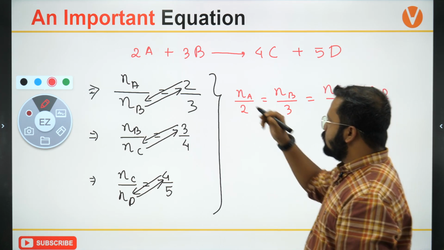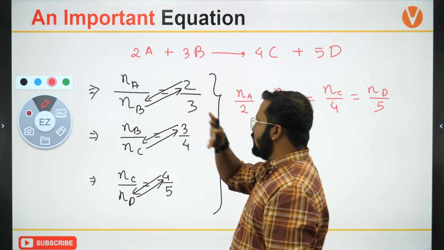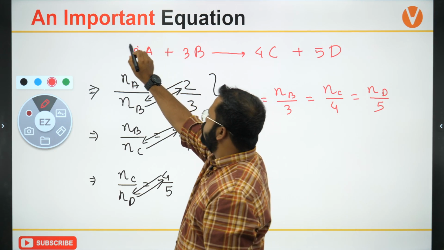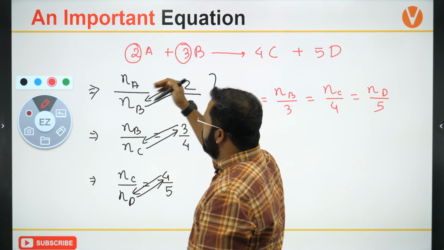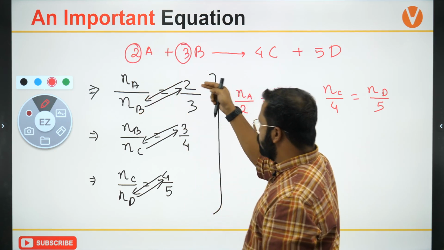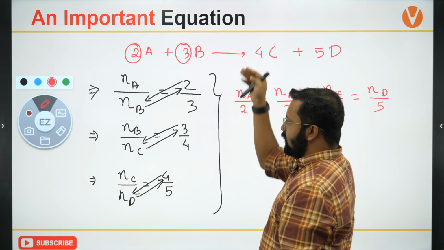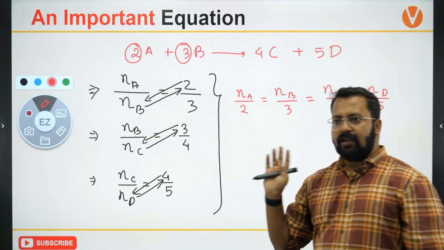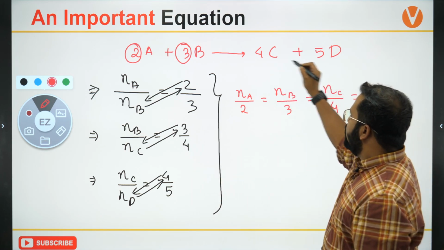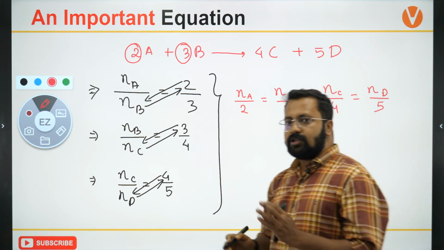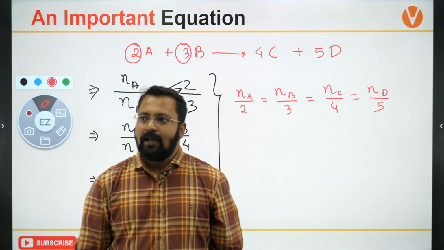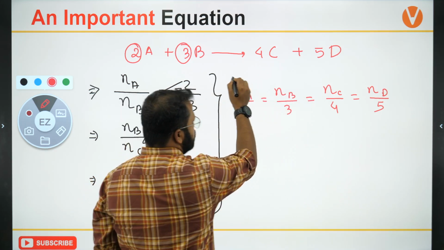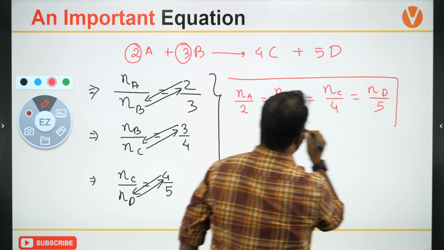So number of moles of A upon number of moles of B is in the ratio of their stoichiometric coefficients. So number of moles of A and B are in the ratio of 2 and 3. B and C are in the ratio of 3 and 4. C and D are in the ratio of 4:5. So coefficients are important. In the balanced reaction, the coefficients are important. So can I write this final equation? This is our equation, ready.